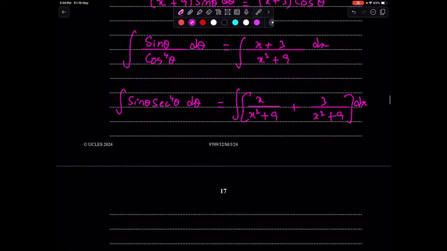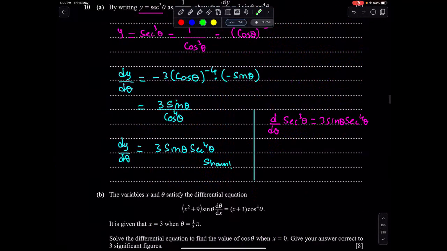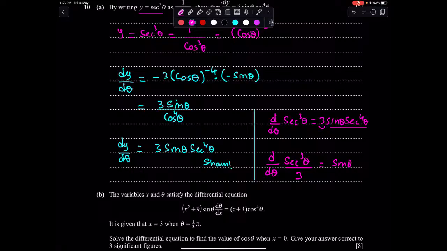Now this is very important. See, this thing is here. This 3 is extra. So bring 3 on the left side. d upon d theta of sec cube theta over 3 is equal to sin theta sec power 4 theta.